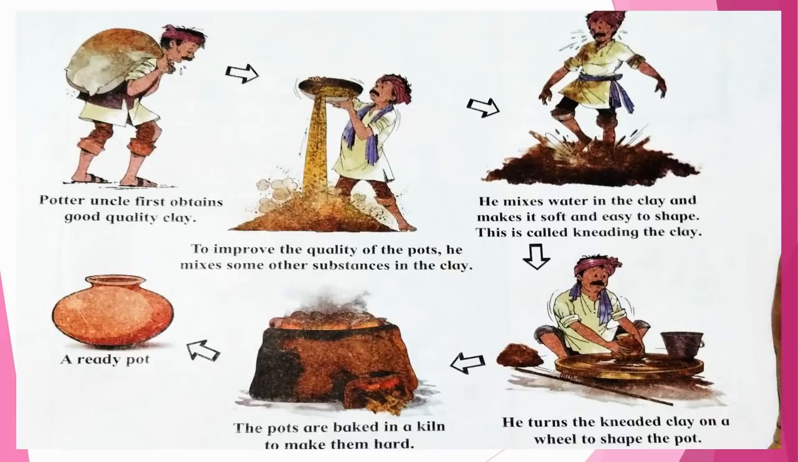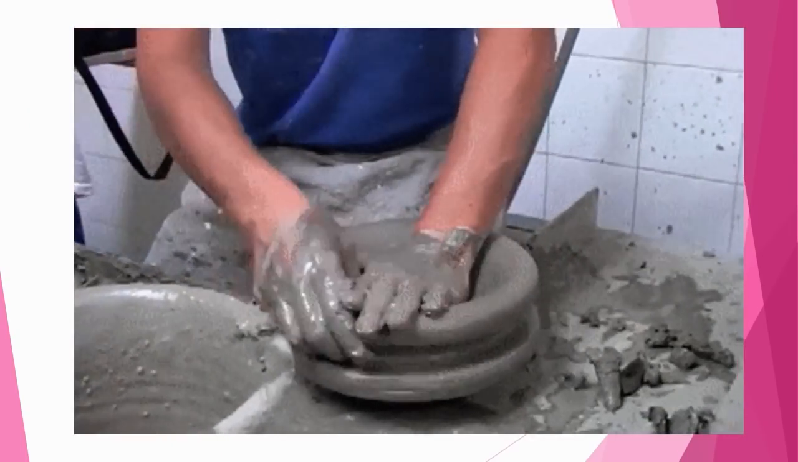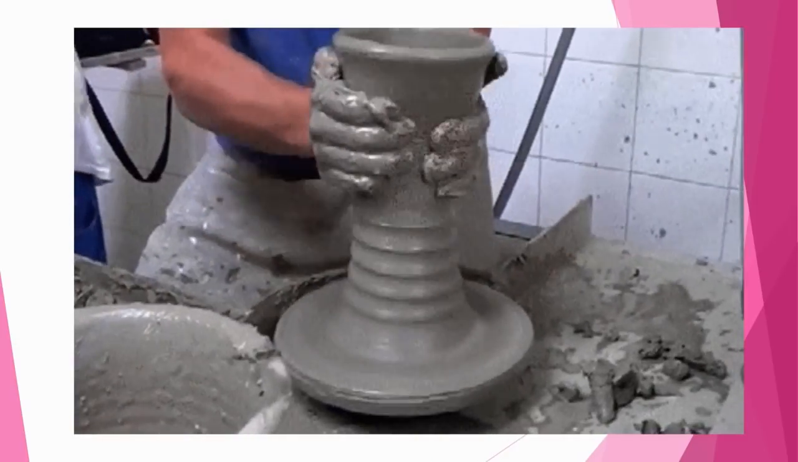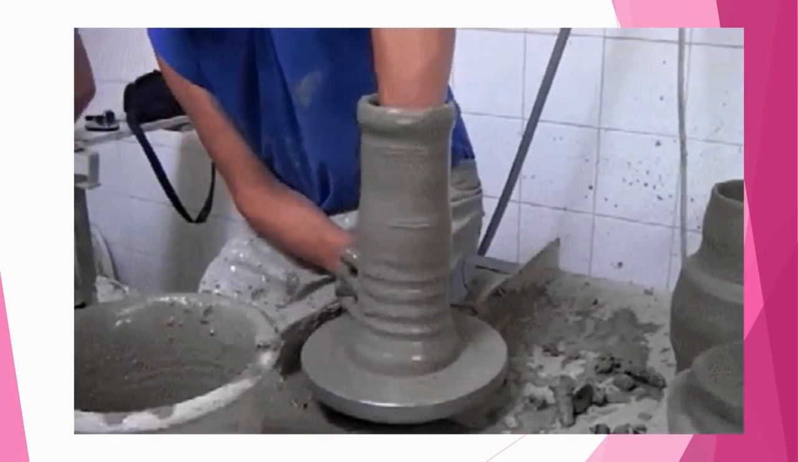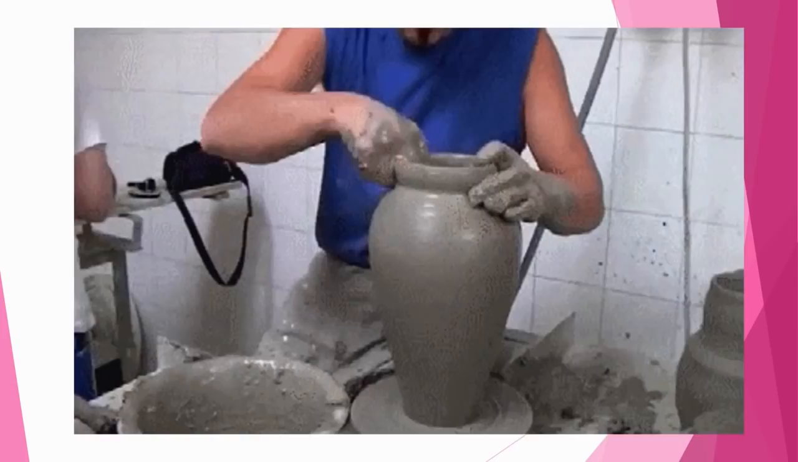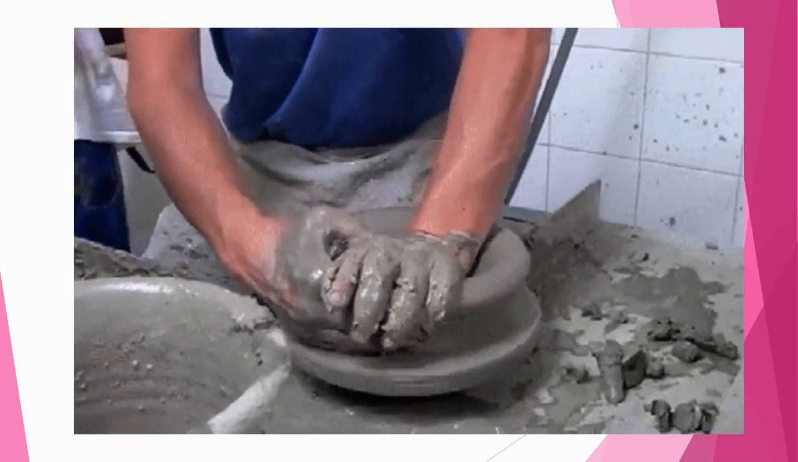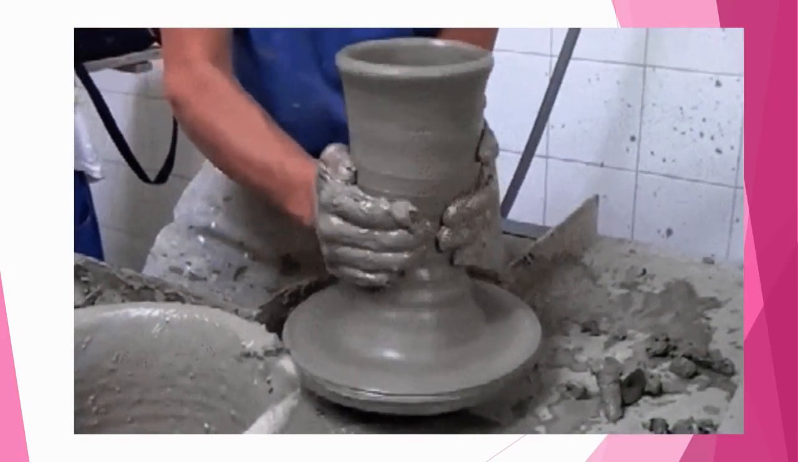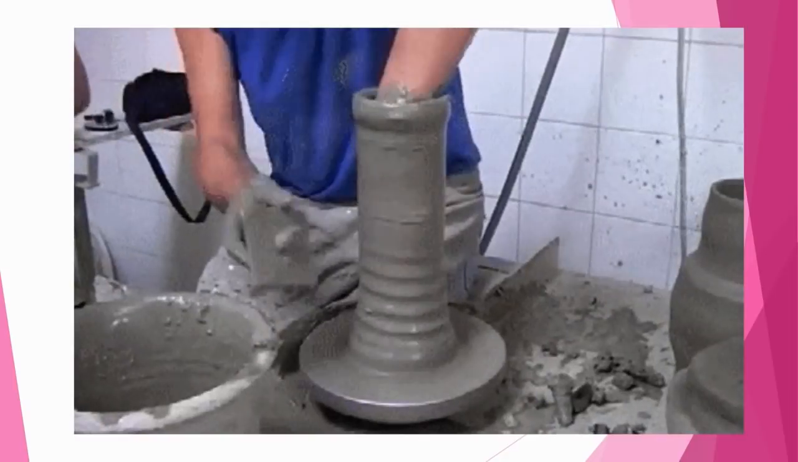Now let me show you how a potter gives a shape to a pot. Students, as you see on the screen, the potter is pressing the clay on a potter's wheel, and from top to bottom he is putting his hand inside the pot and giving a beautiful shape to it. But students, this needs a lot of practice and hard work. So this is not an easy task to do.